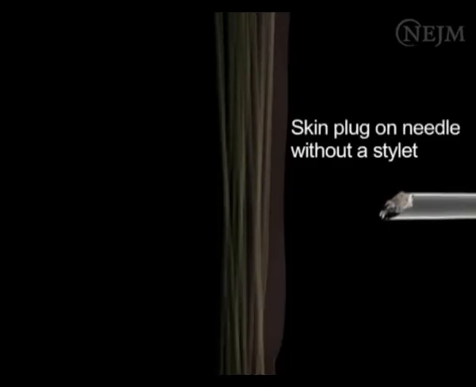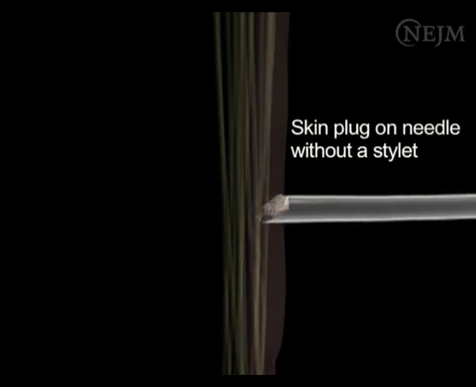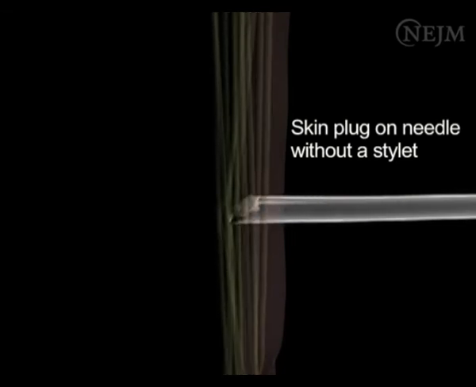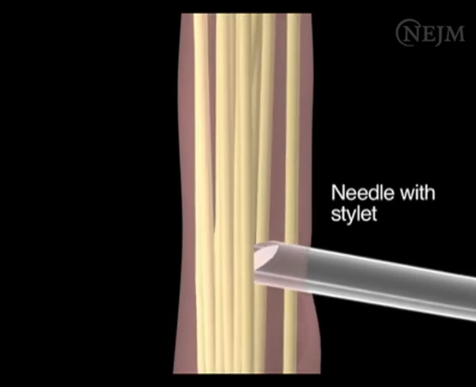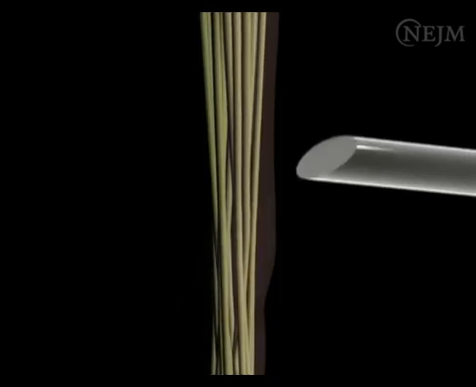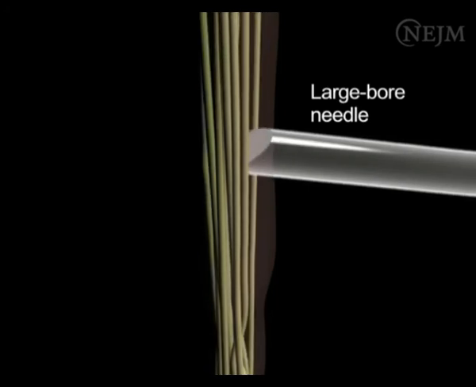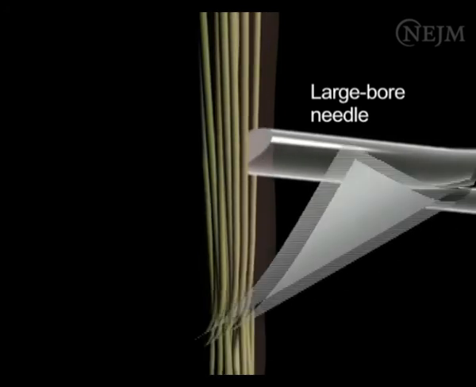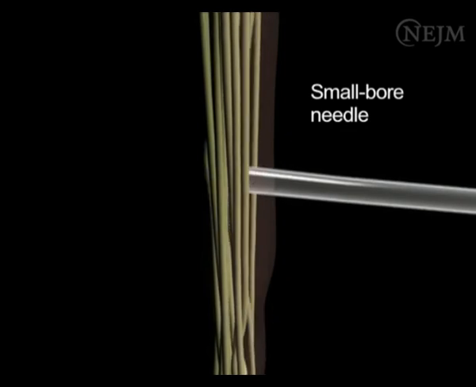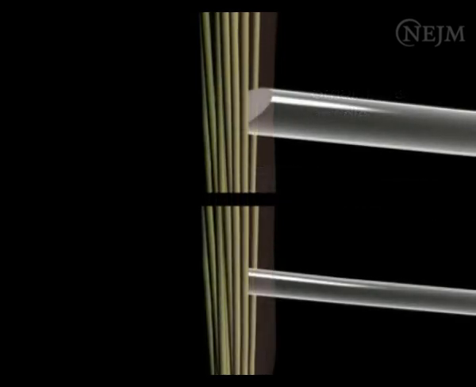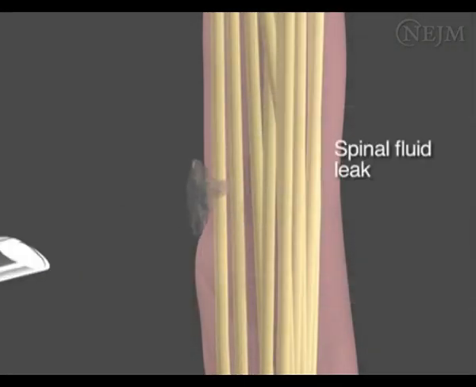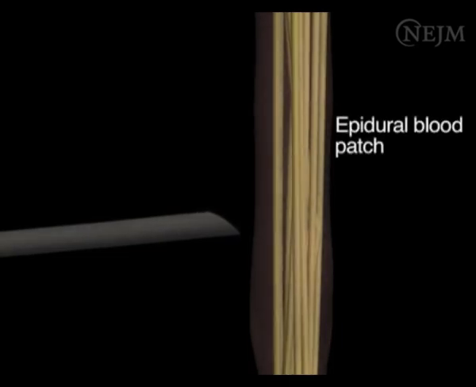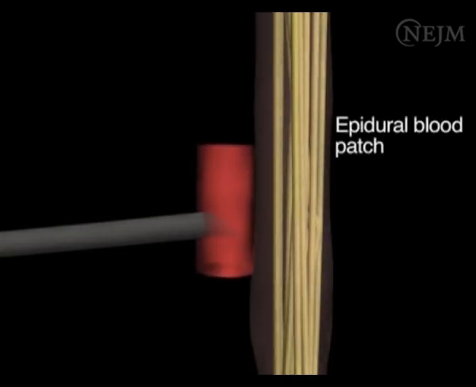A subarachnoid epidermal cyst occurs when a skin plug is introduced into the subarachnoid space. The standard use of a needle with a stylet will avoid this complication. Leakage of spinal fluid can occur at the puncture site. A large bore spinal needle is more likely than a smaller bore needle to produce a leak, so the latter should be used whenever possible. In the case of persistent leakage of spinal fluid, an anesthesiologist should be consulted to determine whether a blood patch is needed to occlude the leak.